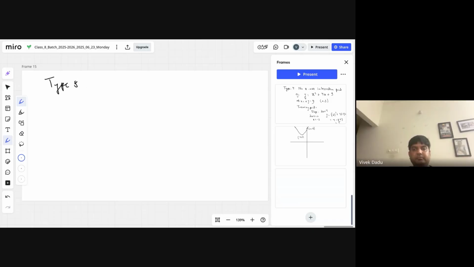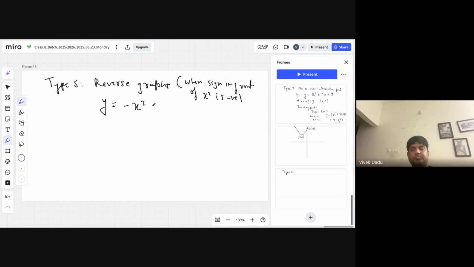Type 5, reverse graphs. When the sign in front of x square is negative. Like this is there. So the process will be the same. At x equal to 0, y is minus 12. So 0 comma minus 12.